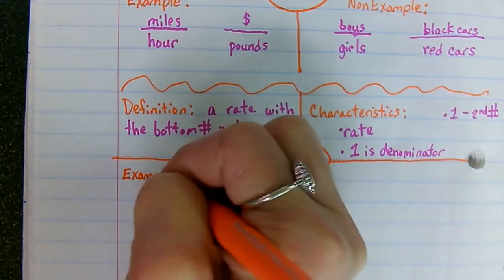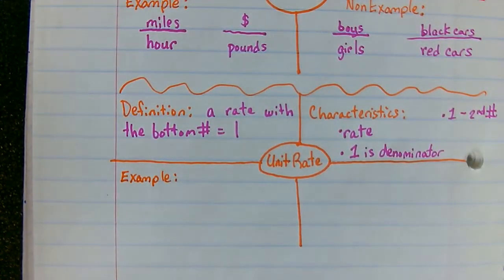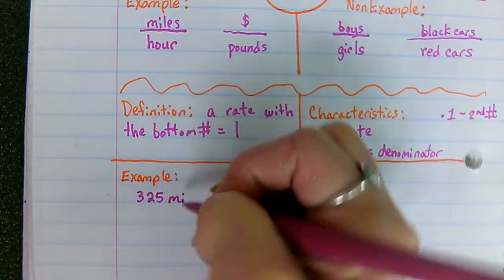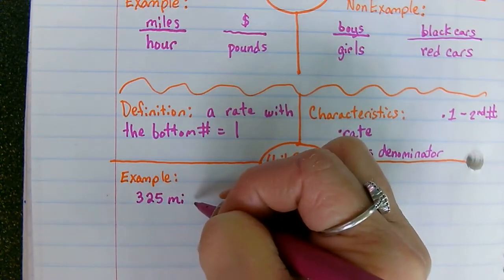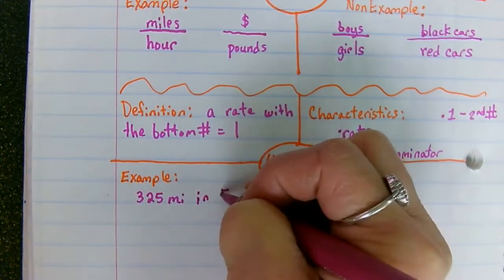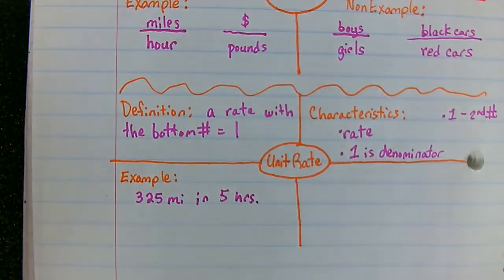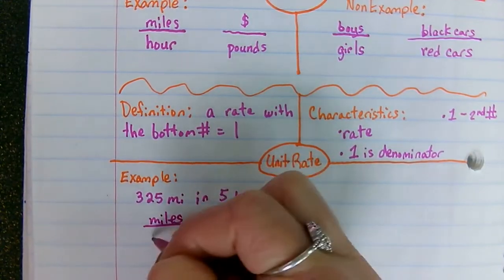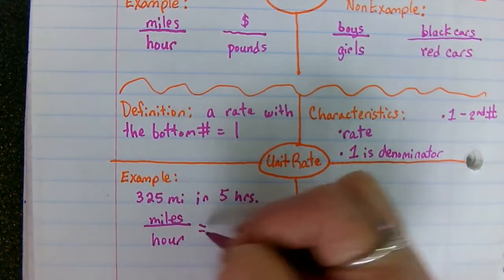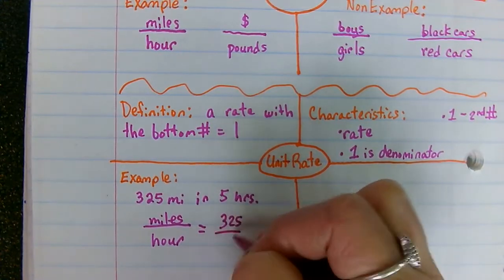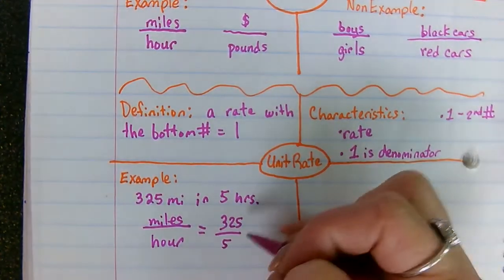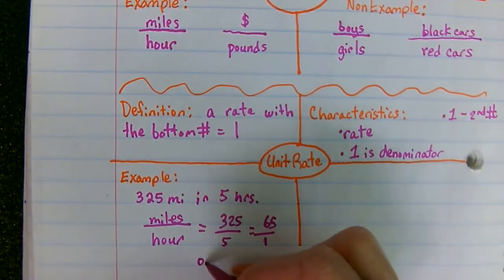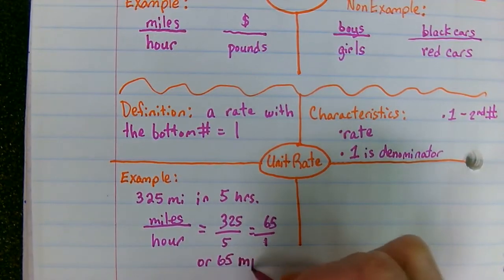So this example could include, like if you had 325 miles that you traveled in 5 hours, what you want to find is the rate of miles per hour. So miles per hour simplified. So we start with 325 over 5, and then we simplify it, and that equals 65 over 1, or 65, we can even call it miles per hour.